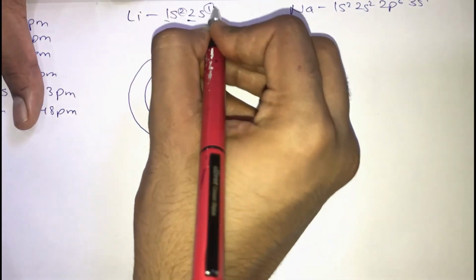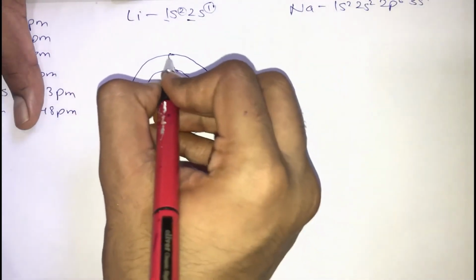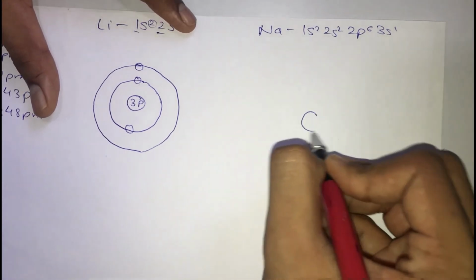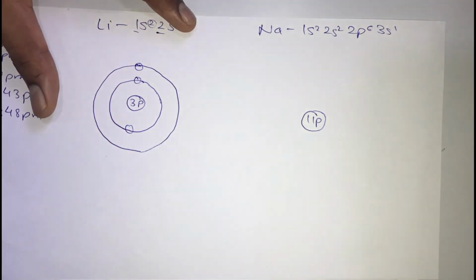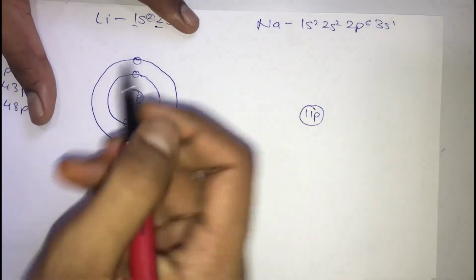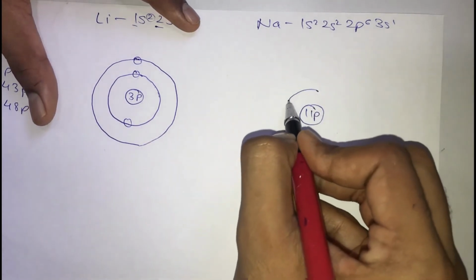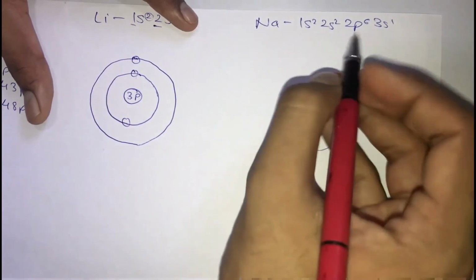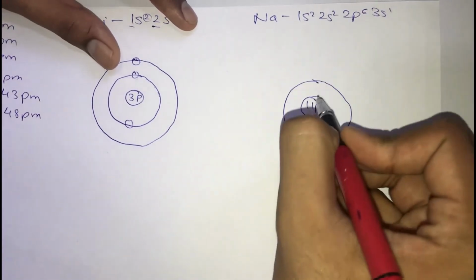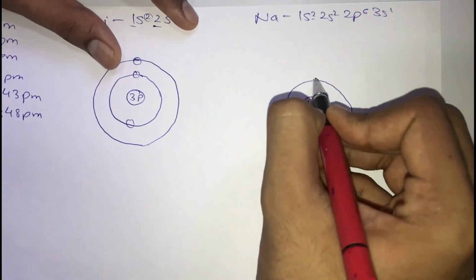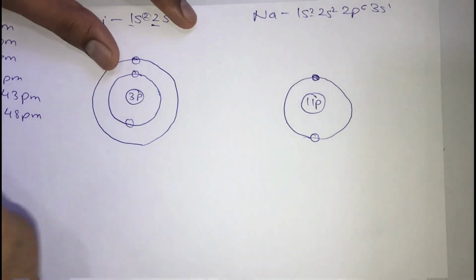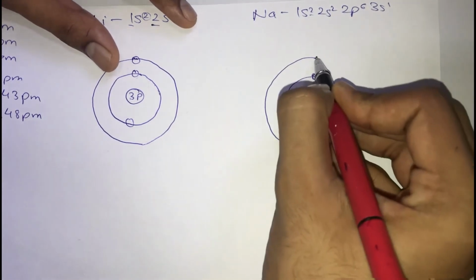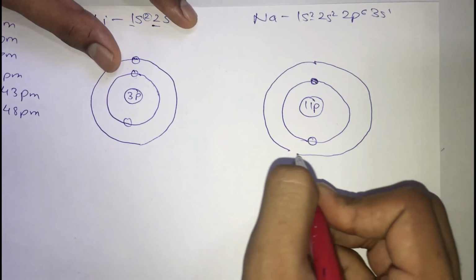Am I right? Now when I draw for sodium, the atomic number of sodium is 11, therefore it is obvious that there will be 11 protons present in the nucleus. So here can I say, guys, that in the first energy level there are 2 electrons. In the second energy level there are 2 plus 6, 8 electrons.